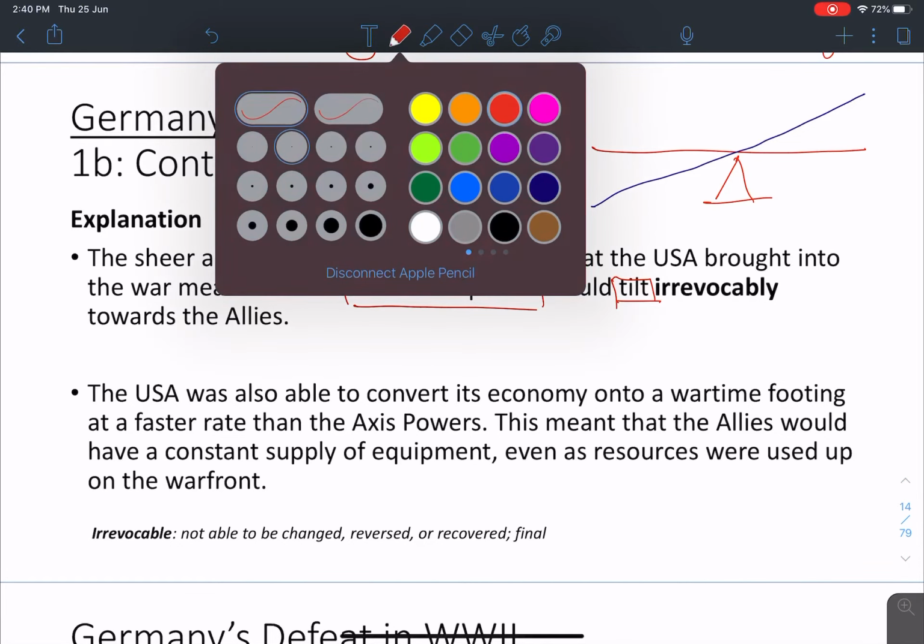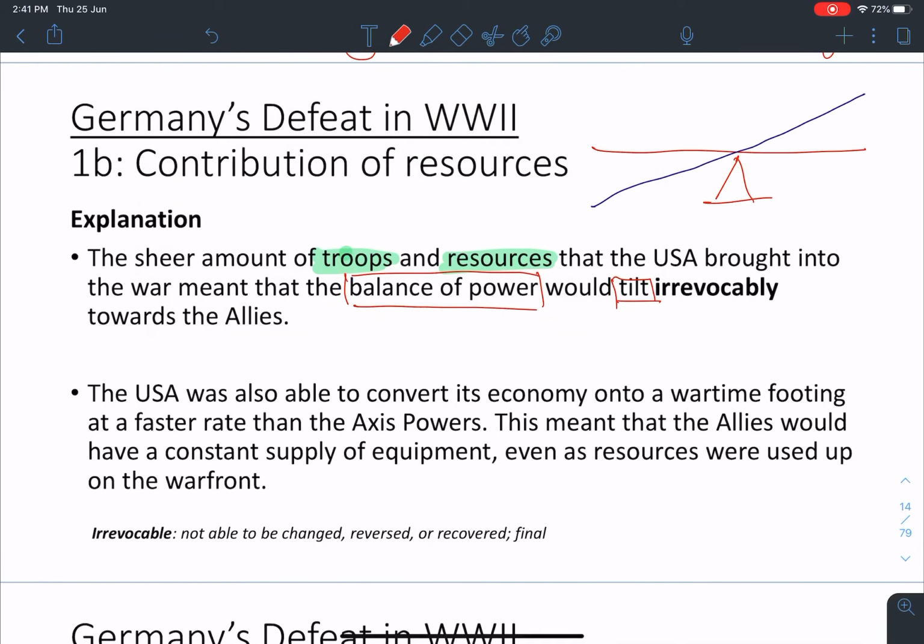Okay, come vocabulary lesson. Irrevocable basically means it cannot be reversed. Irrevoked. Okay, you cannot revoke it. So far so good.